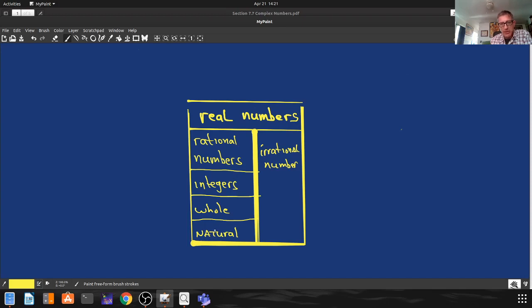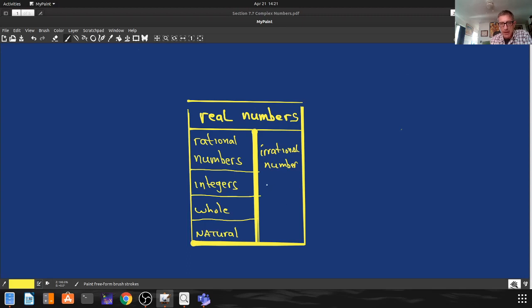However, rational numbers are divided into natural numbers. That's the counting numbers 1, 2, 3, 4. The whole numbers, I add 0 to the natural numbers, 0, 1, 2, 3, 4. The integers, I add the negative natural numbers to the whole. So minus 3, minus 2, minus 1, 0, 1, 2, 3. Then the rational numbers are fractions whose numerators and denominators are integers. And of course, the denominator can't be equal to 0.